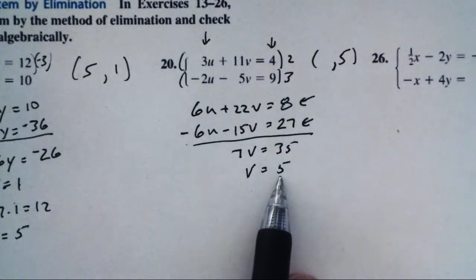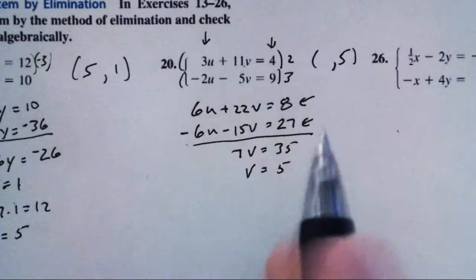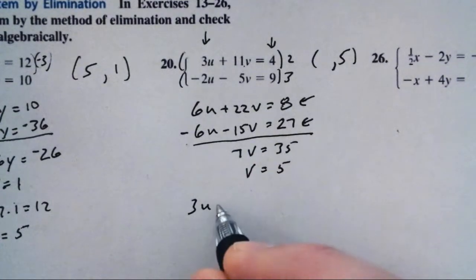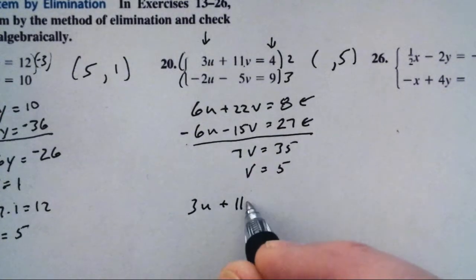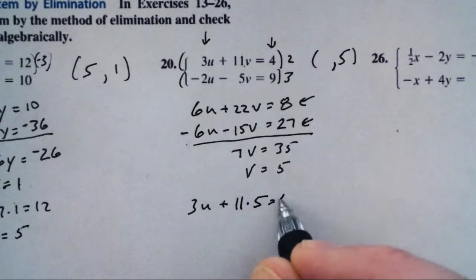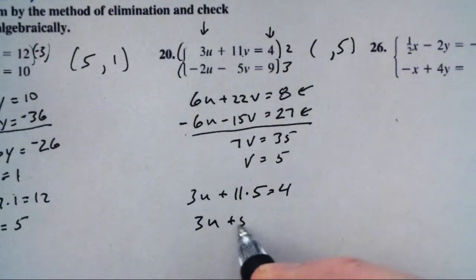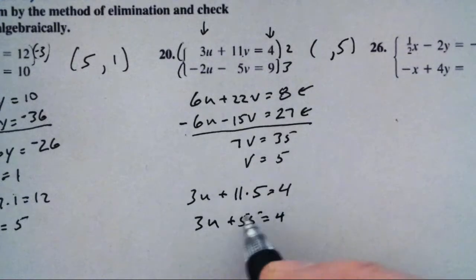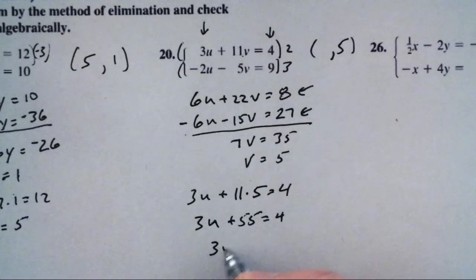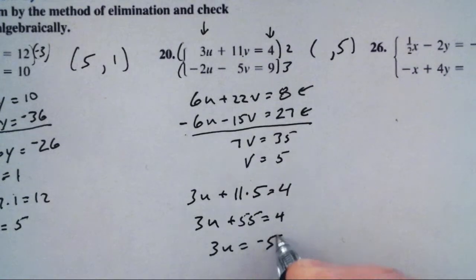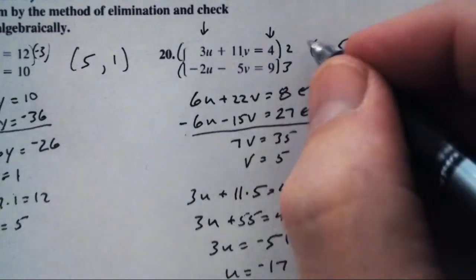I can put 5 in anywhere I want for v. I think I'm going to put it in the first equation. 3u plus 11 times 5 is 4. 3u plus 55 is 4. Subtract 55. 3u is negative 51. Divide, u is negative 17.